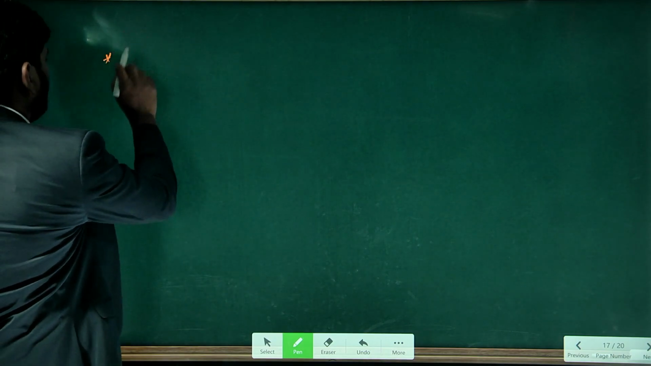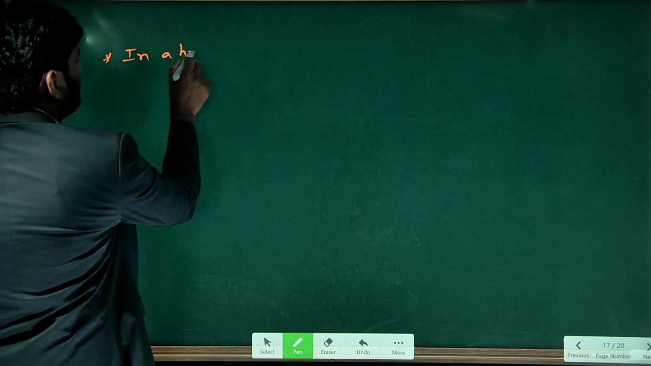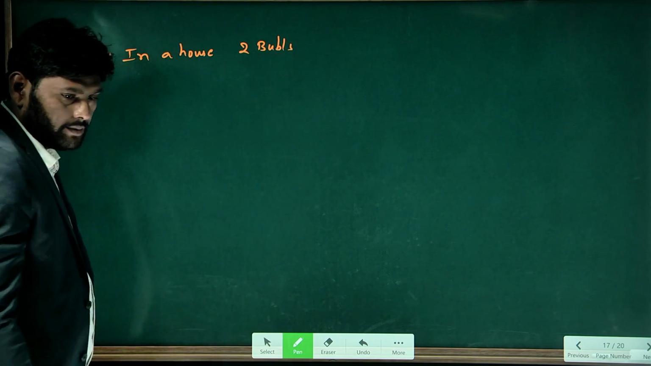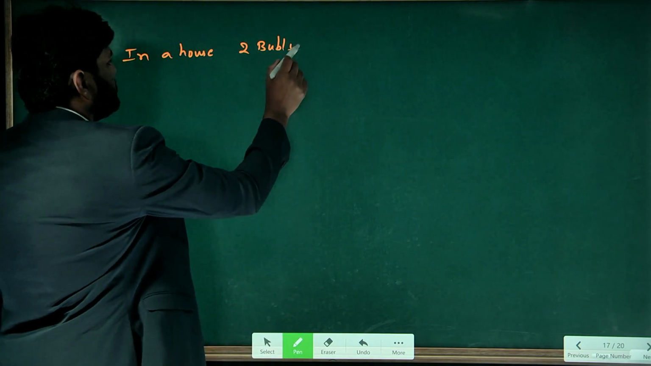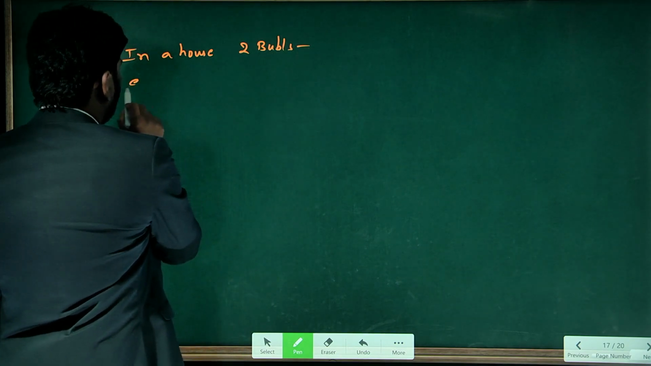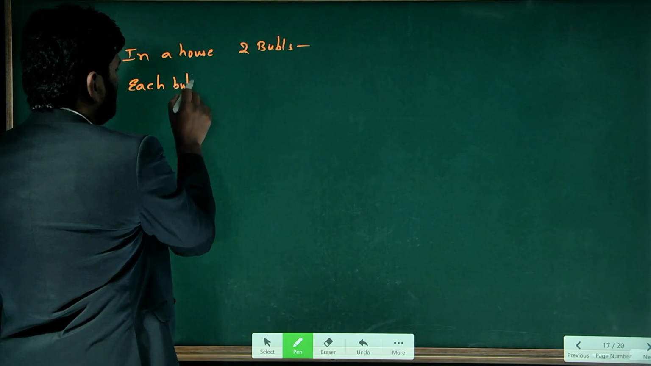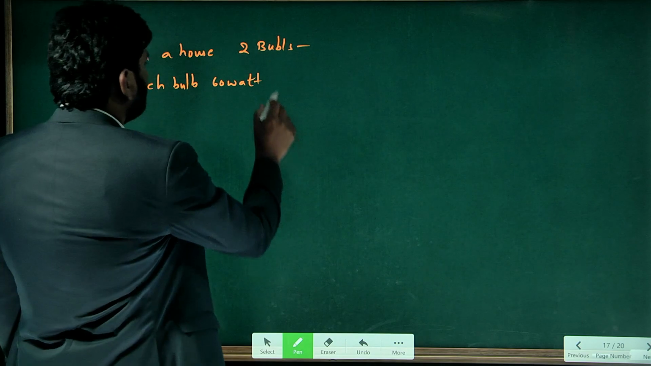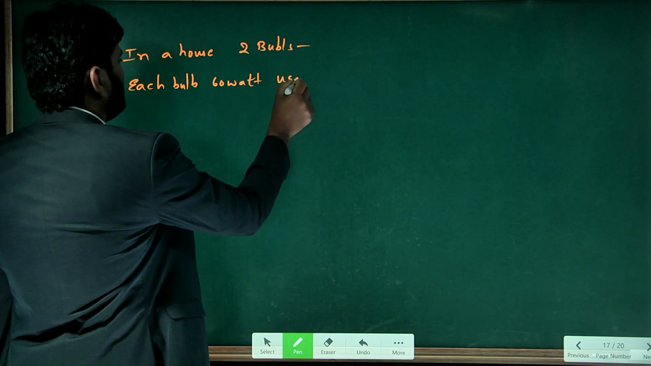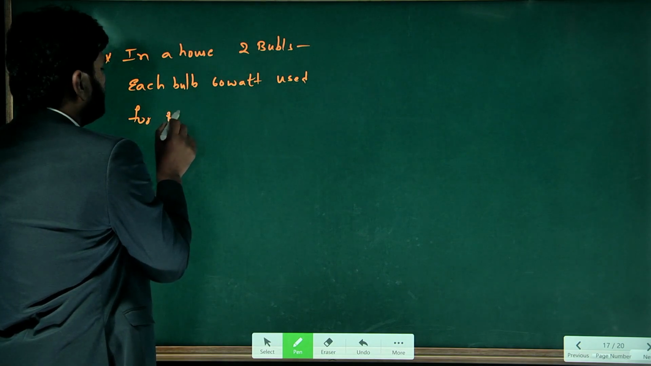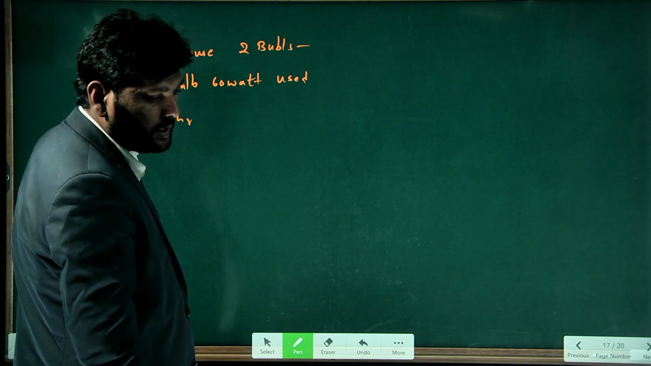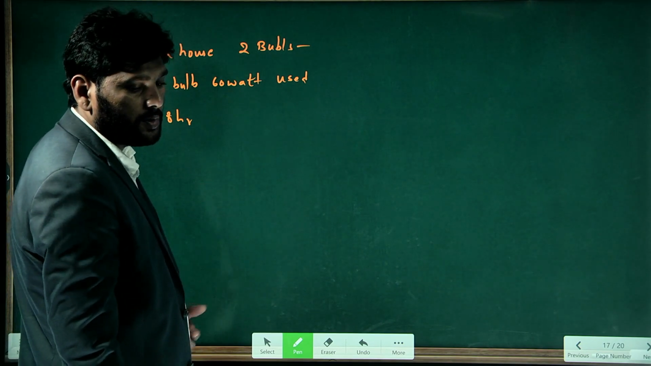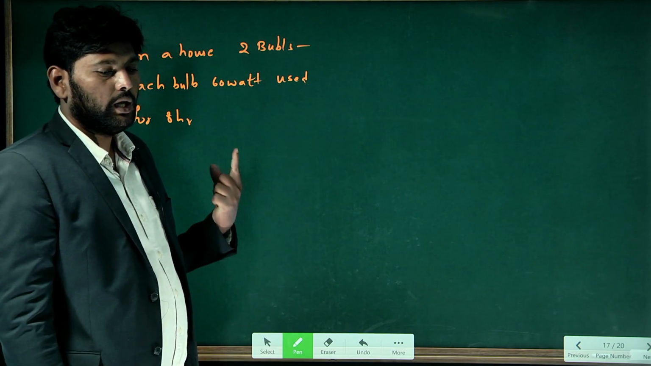For example, in a house we have two bulbs. Each bulb's power is 60 watt, and they are used for 8 hours each day. Each bulb has 60 watt and is used for 8 hours. Then how much energy is consumed by these bulbs in a single day?